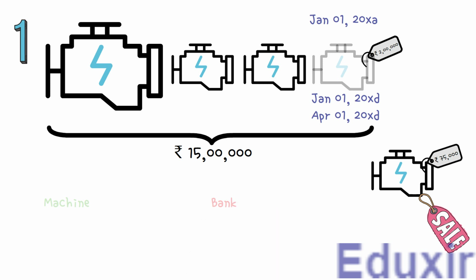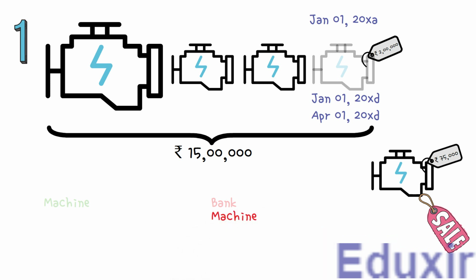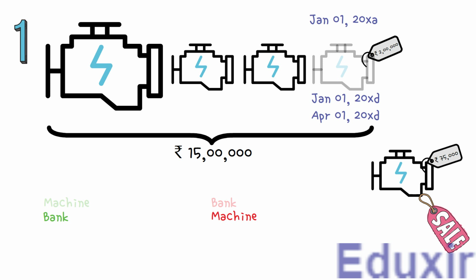Now, when a machine is sold out, it immediately comes to our mind that we should credit the machine account as the machines will be decreasing. And as the business will receive the payment for the sale of this machine in the form of check, and as this check will be encashed through bank, we should debit the bank account. However, this accounting treatment is good and is applicable only if we are selling the machine as a scrap.